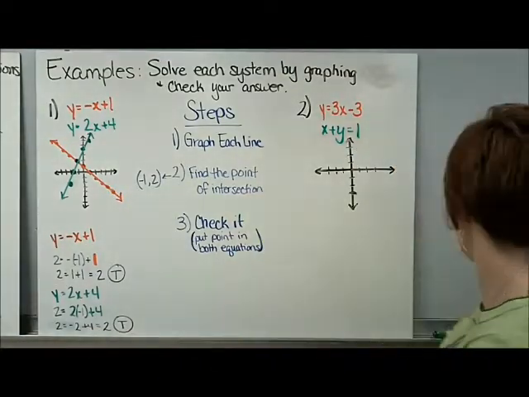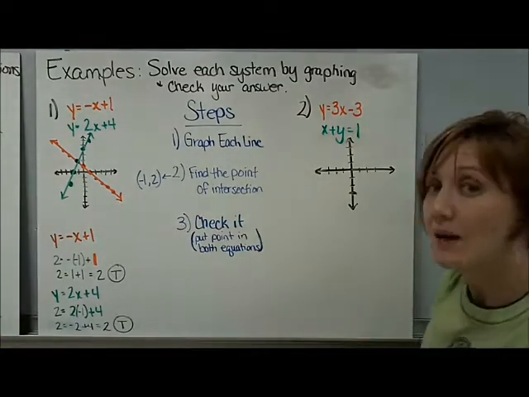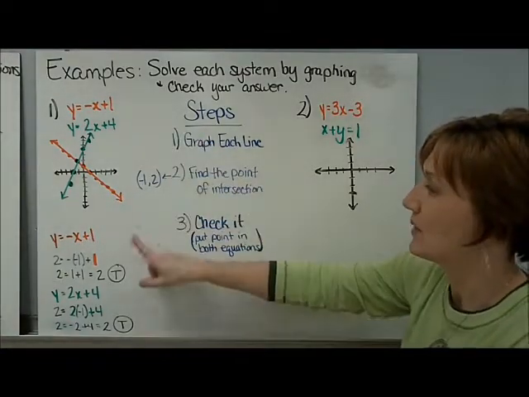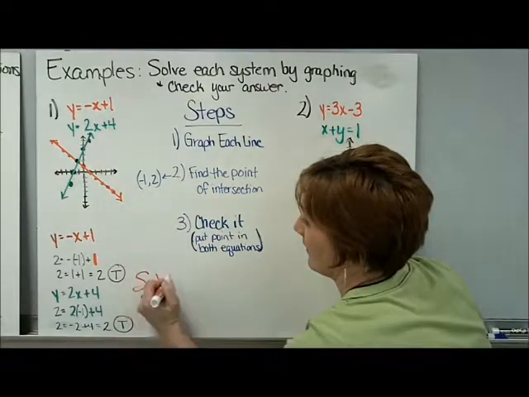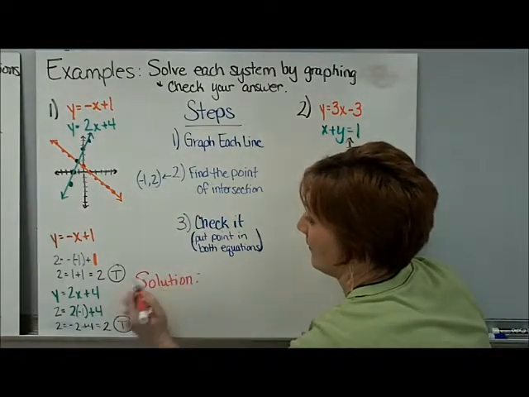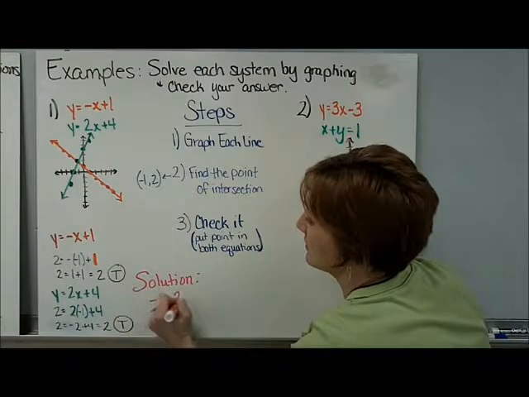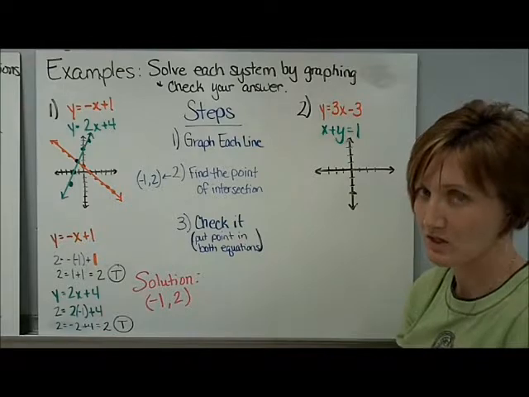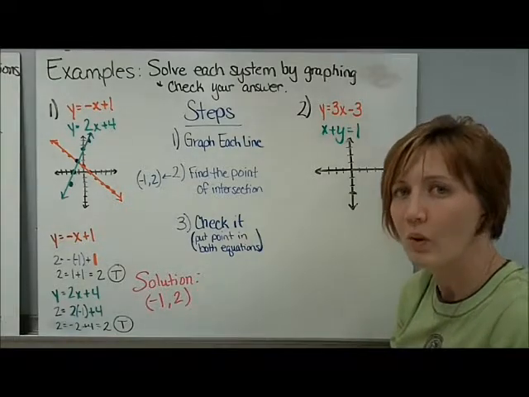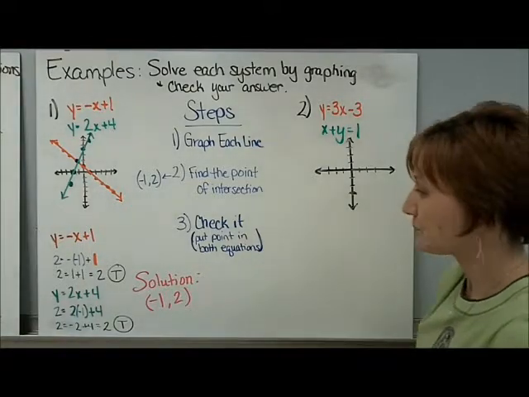So is this a possible solution for this problem? Absolutely, this is a solution for this problem. The solution is minus 1, 2. That is the solution for this system of equations. What you're looking for is a point. Where do those lines intersect?